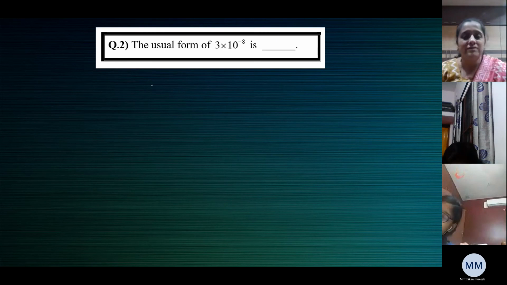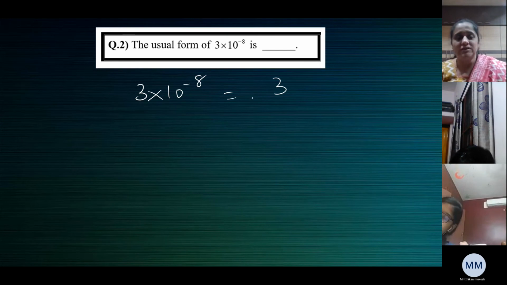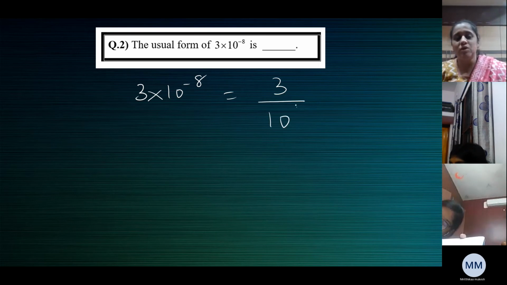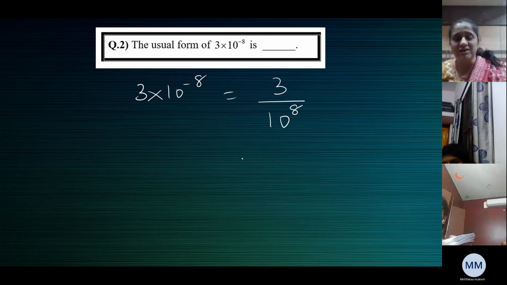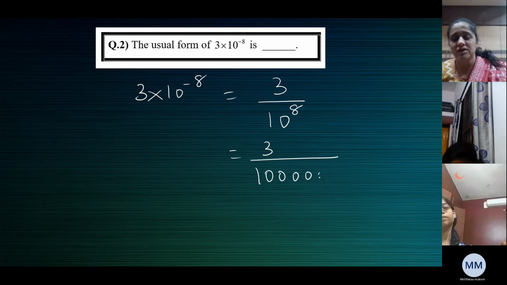I'll tell you again. So 3 into 10 to the power minus 8 is equal to 3. The power is negative. To make it positive, change its position. It is in the numerator. If you bring it down to the denominator, the negative power will become positive. Get it down to the denominator, and the negative 8 will become positive 8. Now let's understand this better. So it's nothing but 3 divided by 1 followed by 8 zeros.